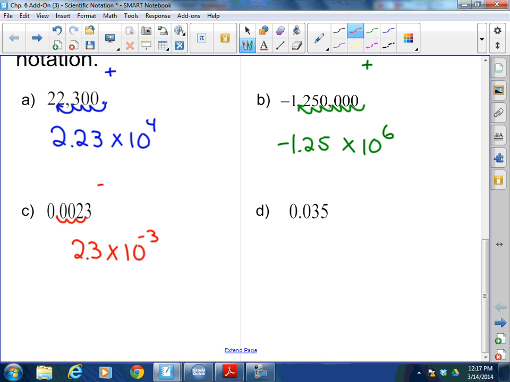D, 0.035. Is that larger than 1 or less than 1? So I'm going to use a negative exponent. 1, 2 to the right. 3.5 times 10 to the negative 2.